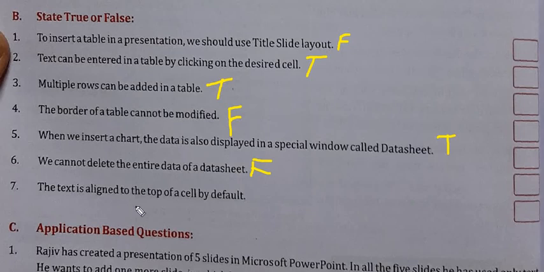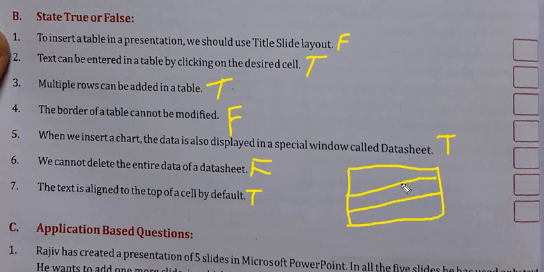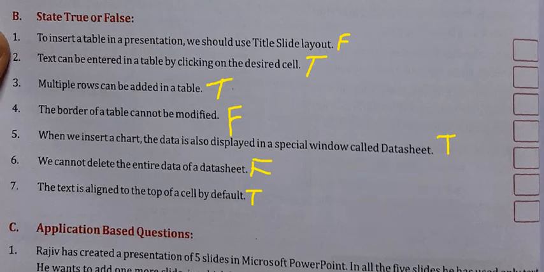The text is aligned to the top of a cell by default. True. So suppose this is a table, right? In this table, these are the cells, right? So whatever data you are writing in these cells, they are by default top aligned, right? They are aligned at the top. Understood? Okay. Now next, true and false we have completed.